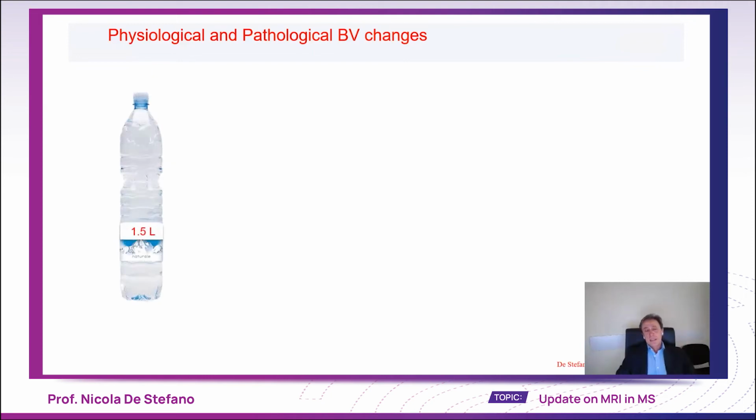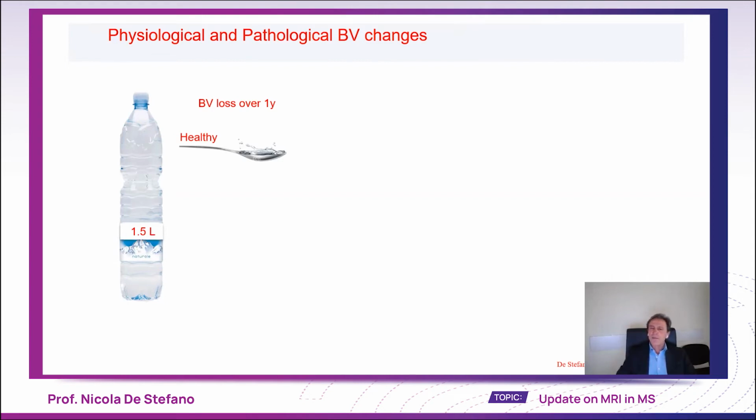And in fact, we can quantify it. If we assume that the brain is like a bottle of mineral water, in healthy controls it depends on the age. At my age, I'm starting to lose a little bit more than a little spoon of water per year.